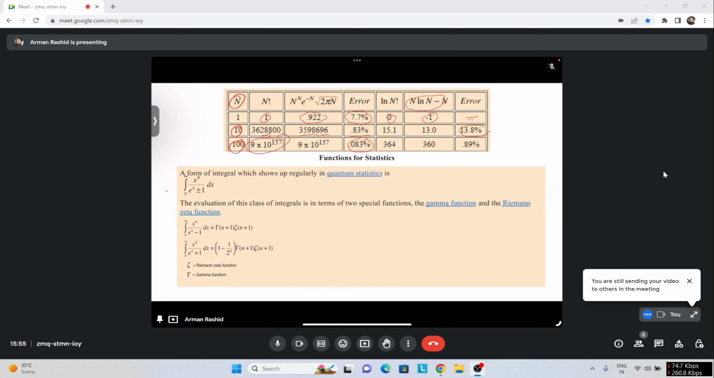Okay, for example, if we use the gamma function, then the value of this, if it is minus 1, is given by gamma of n plus 1 times zeta of n plus 1. And if it is plus, then we have 1 minus 1 by 2 raised to the power n, times gamma of n plus 1, times zeta of n plus 1. Here zeta is the Riemann zeta function and gamma is the gamma function. So this integral is very important in statistical mechanics.